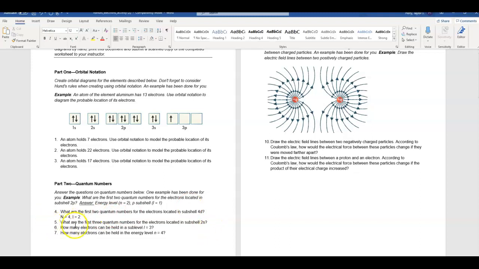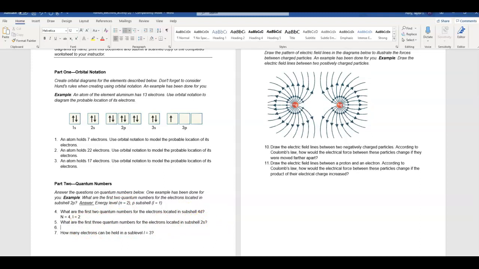Let's keep going here. You know what? We'll just go through these together. What are the first 3 quantum numbers for the electrons located in subshell 2s? Let's see here. The first 3 quantum numbers for 2s. All right, well, n is pretty easy, right? N equals, and let's capitalize it again, N equals 2. I mean, it just tells you right there. If it's in 2s, then n equals 2. The quantum number is 2. N equals 2.